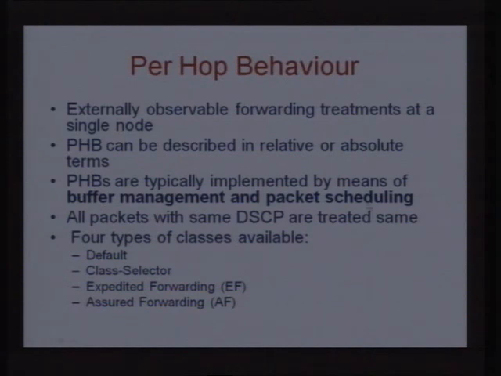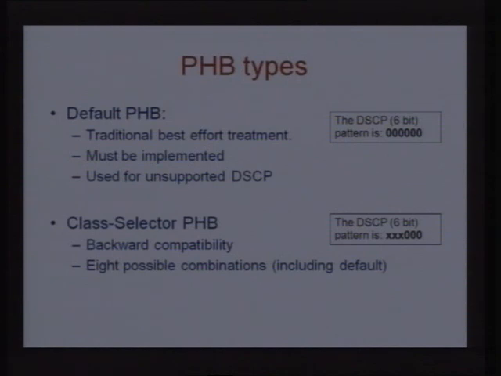PHBs are typically implemented by means of buffer management and packet scheduling, and there are 4 classes which are available. One is called default, another is class selector, then we have expedited forwarding, and then we have assured forwarding. Now when we talk of default per hop behavior, that is the default PHB, this means we are talking of the same best effort treatment which the internet by default offers to the packets.